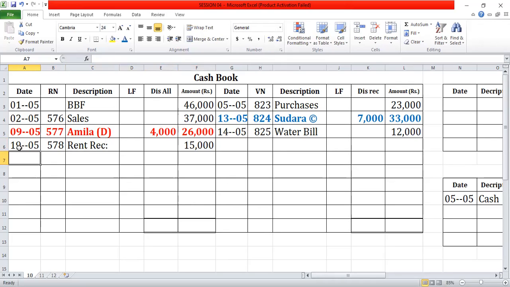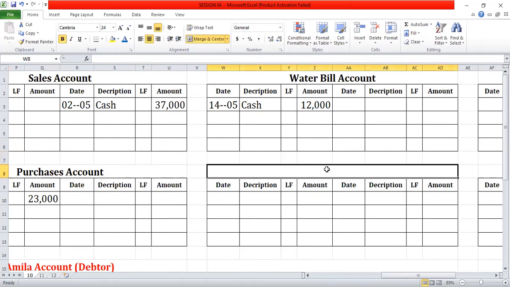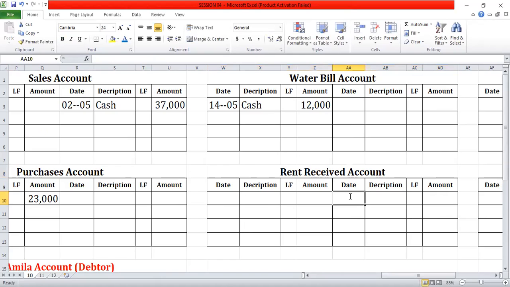Okay, receipt of cash 15,000. And open the next account we need, that is the rent received account. Rent received account. It's an income. So on the date 19th May, we have to credit the rent received account.